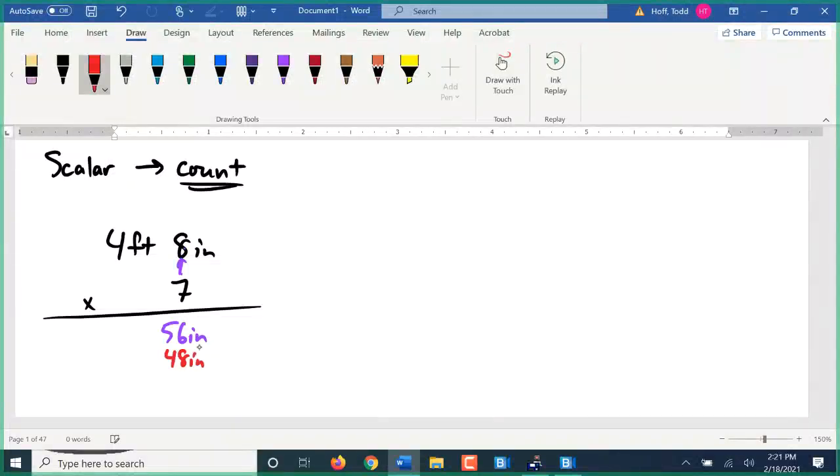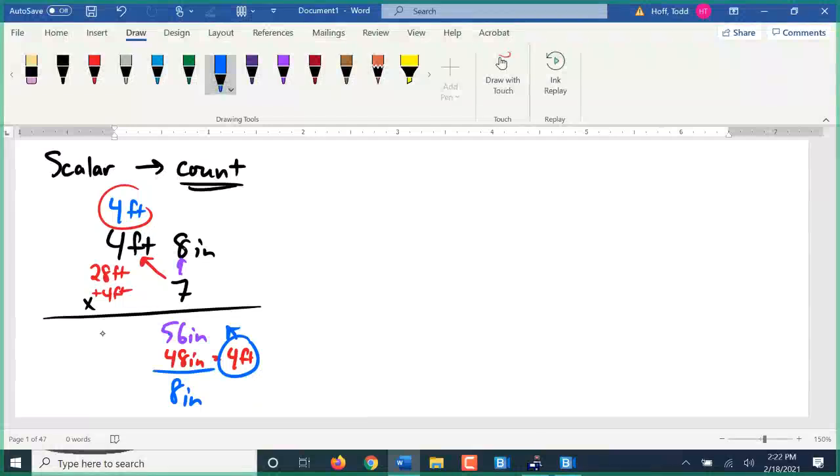It's 48 inches. And we're going to subtract off the 48 inches. 56 minus 48. We have 8 inches left, and then we're going to carry those 4 feet. Now we've got the 7 times 4 feet is 28 feet, plus the 4 that we carried. 28 plus 4 is 32 feet. So the total length of that would be 32 feet and 8 inches.